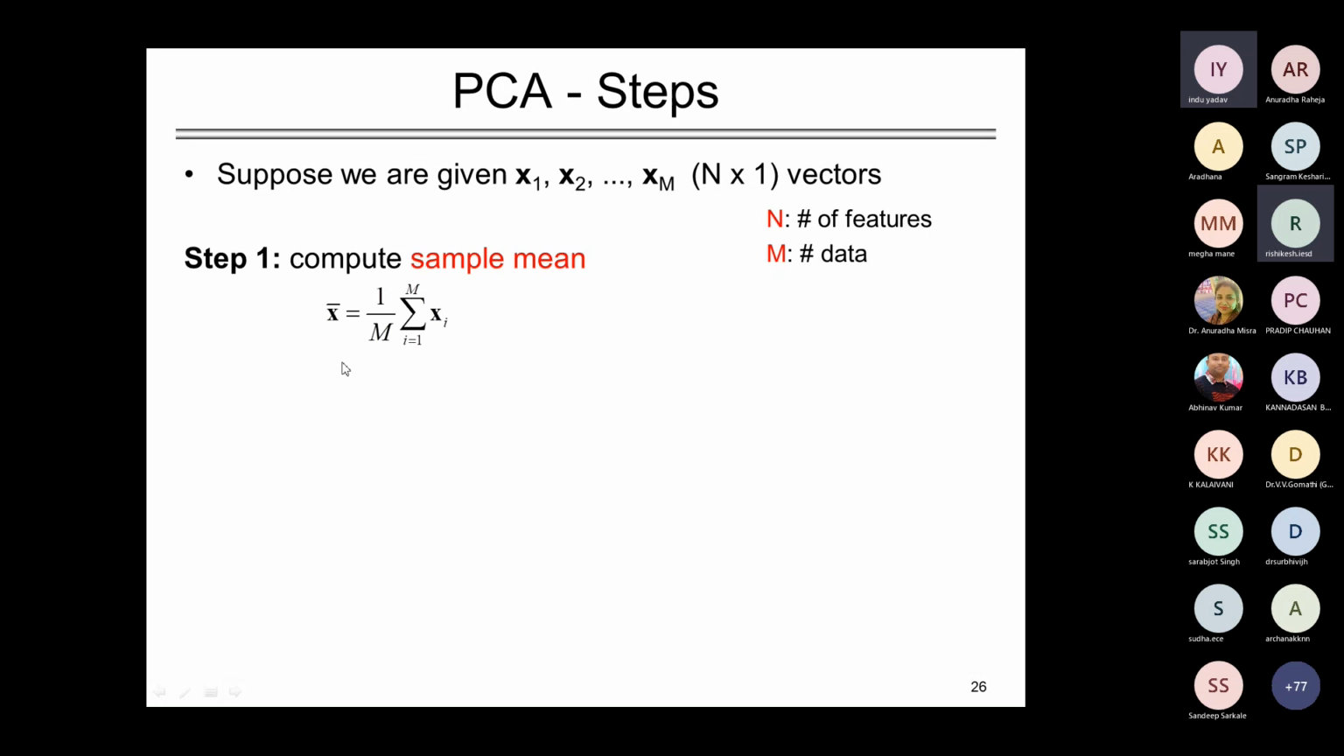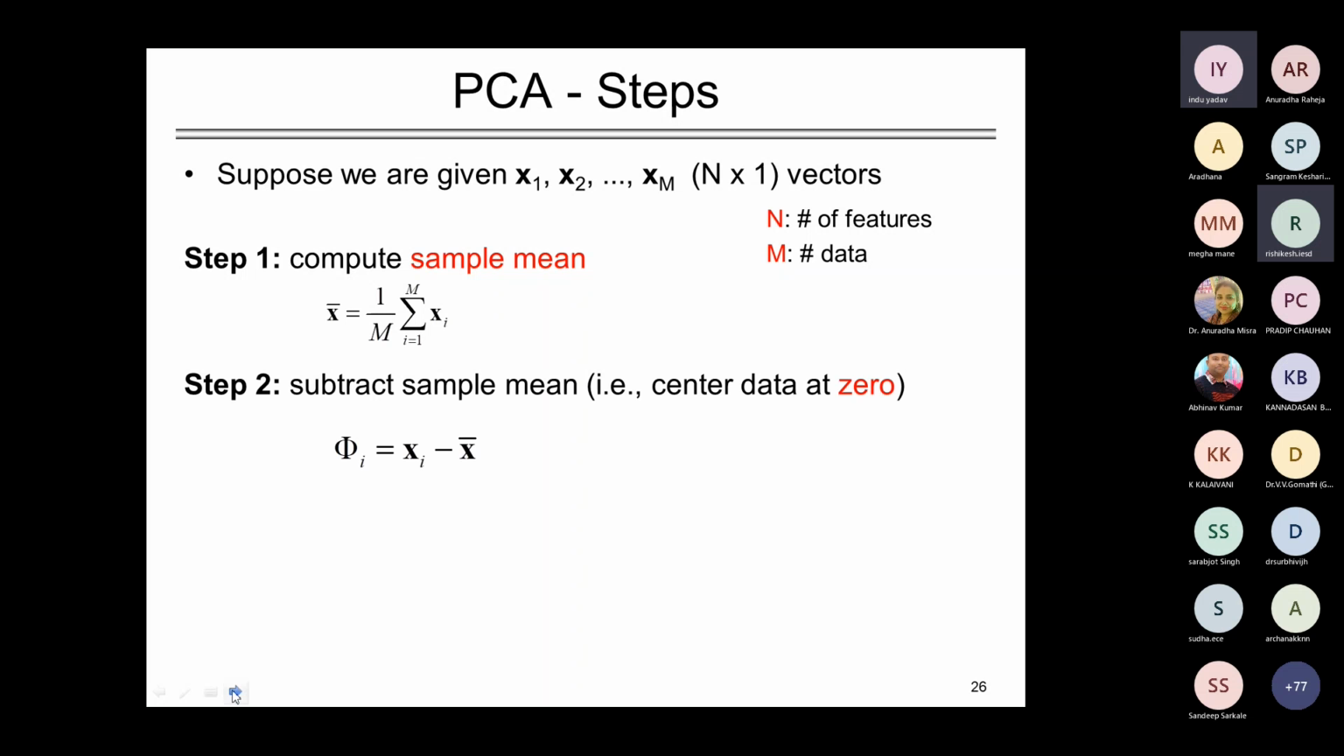Then step 1 is to compute the sample mean, x bar equal to 1 upon m summation i going from 1 to m of xi. Step 2 is to subtract the sample mean, that is, center the data at 0, so phi i equal to xi minus x bar. Then step 3 is to compute the sample covariance matrix sigma x.